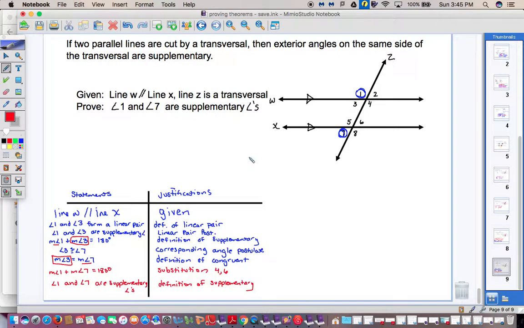So we have now proven all of these theorems that you can find in chapter 2 of your textbook, but maybe not in chapter 2 of the next textbook. So they're all the theorems that deal with parallel lines cut by a transversal.